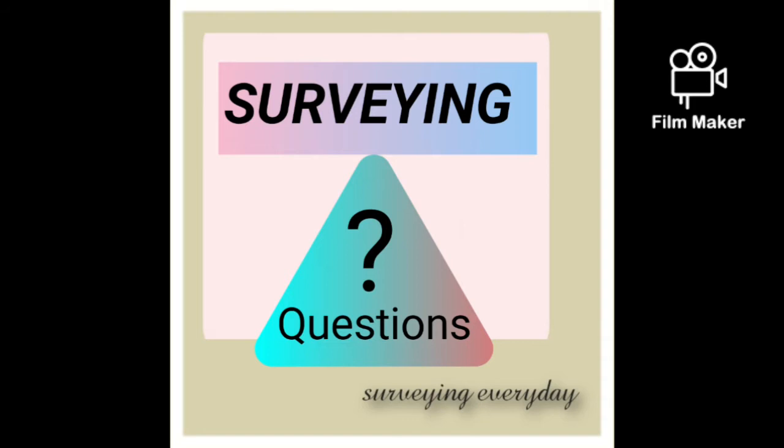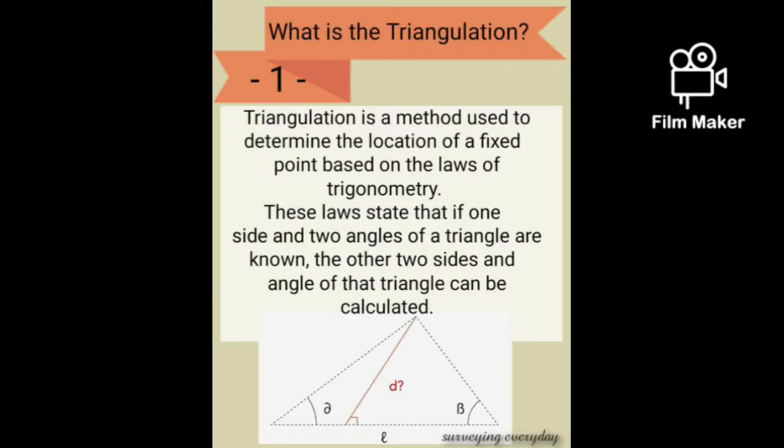Let's know some surveying important questions. 1. What is triangulation? Triangulation is a method used to determine the location of a fixed point based on the laws of trigonometry. These laws state that if one side and two angles of a triangle are known, the other two sides and angle of that triangle can be calculated.